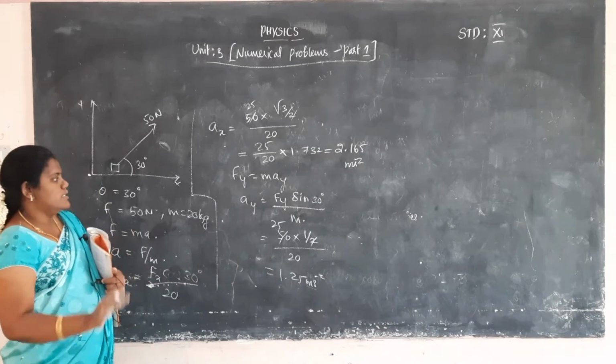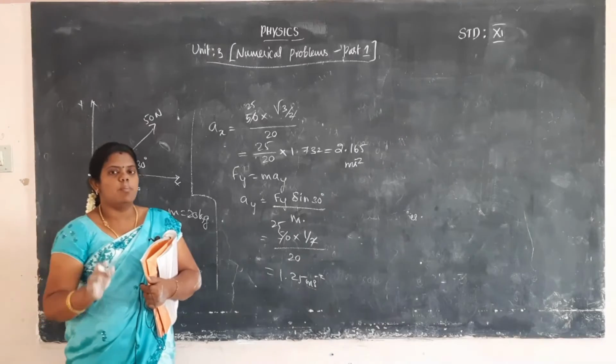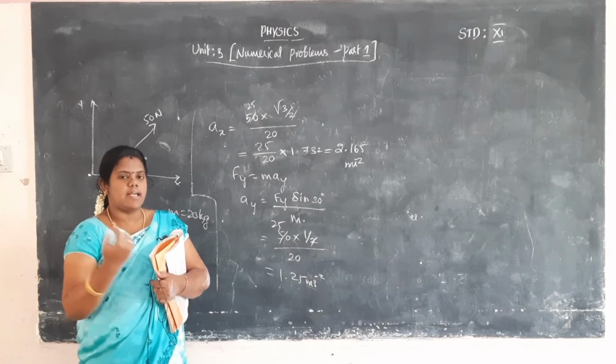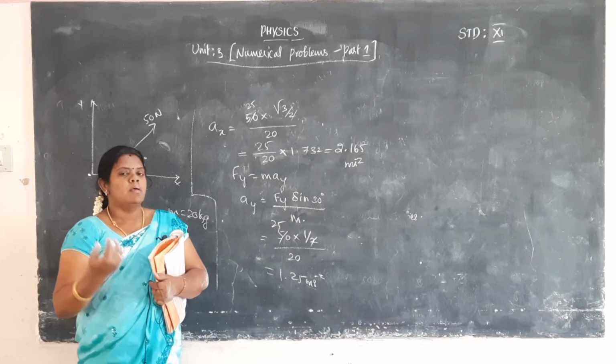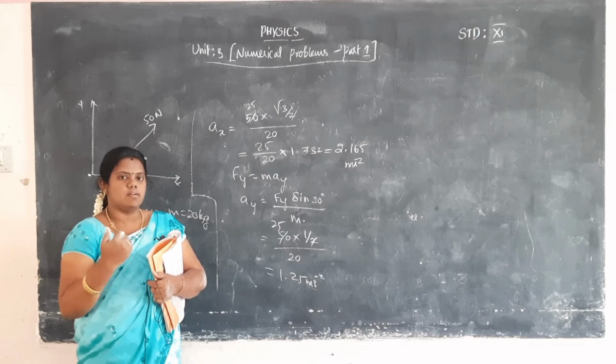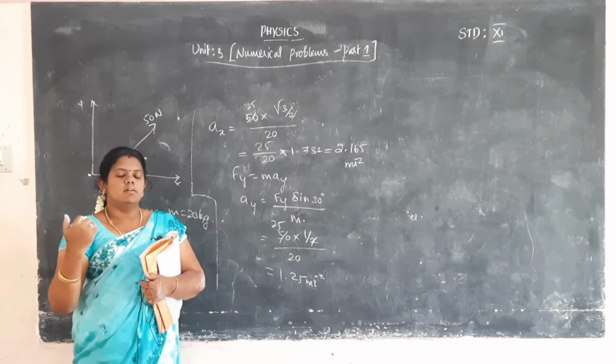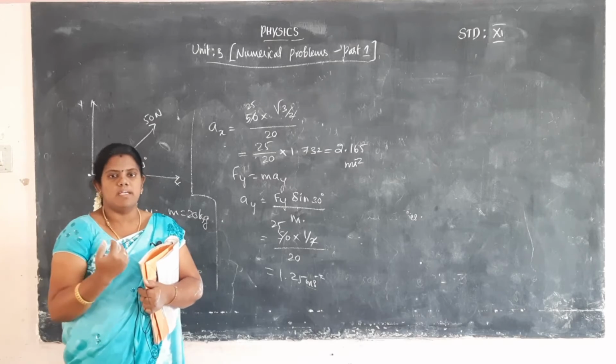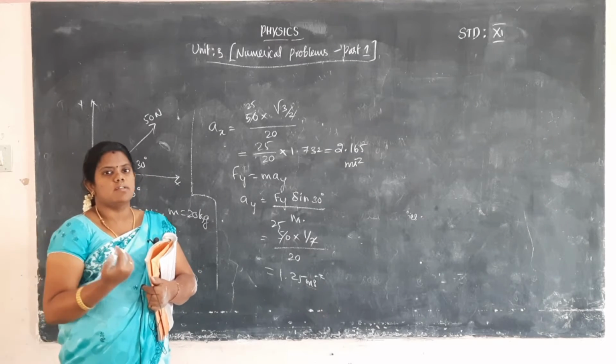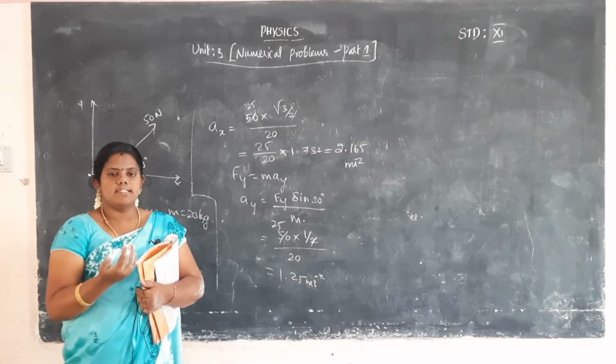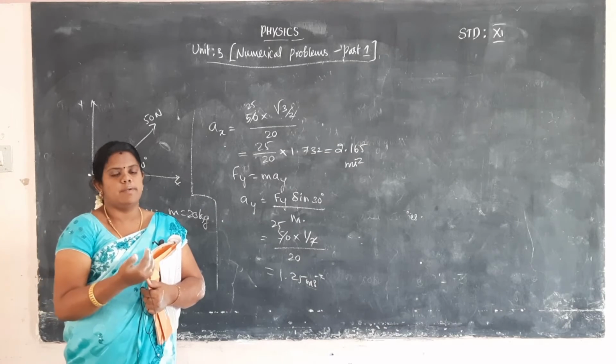Clear, ma'am? Okay, this is the first problem. In the first problem, we easily calculate the acceleration in the x-axis and the acceleration in the y-axis. But we have to consider that in the x-axis, the horizontal component, the acceleration is acting in the x-axis, and the acceleration acts in the y-axis. The y-axis means the vertical component, so the sine of the angle is taken.